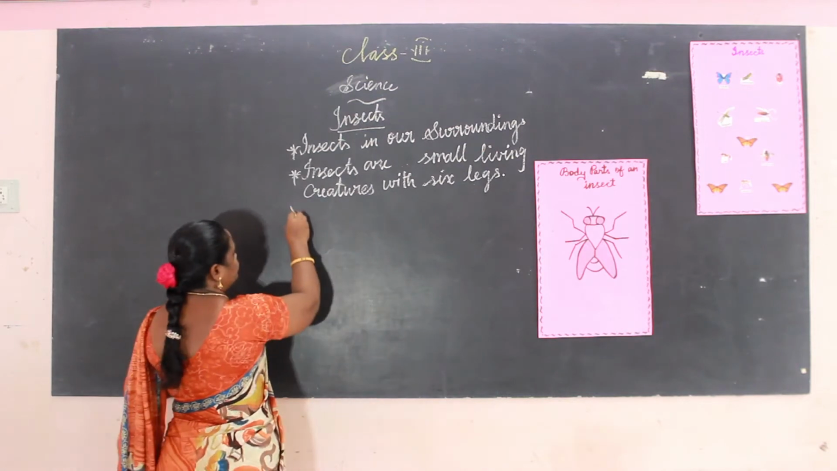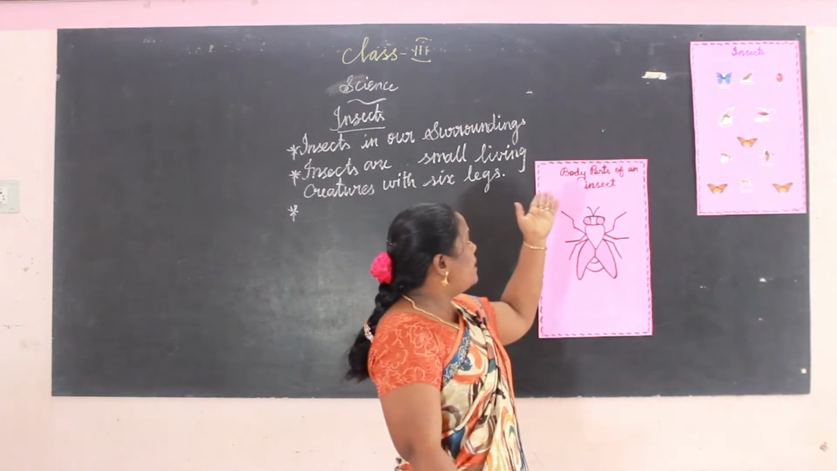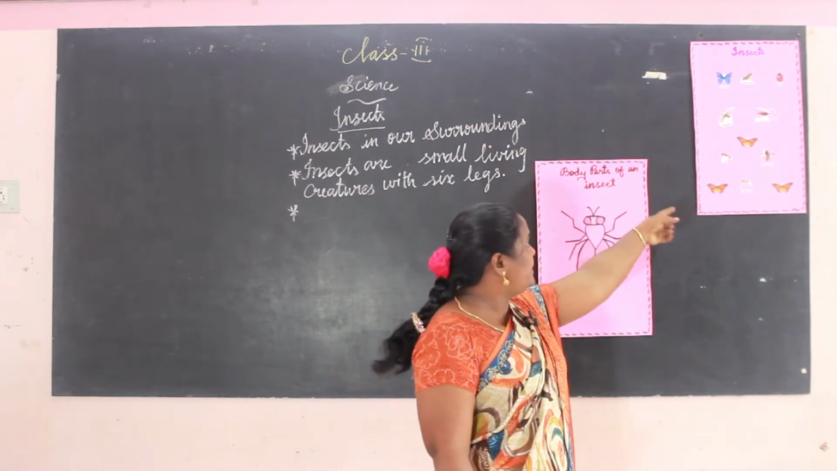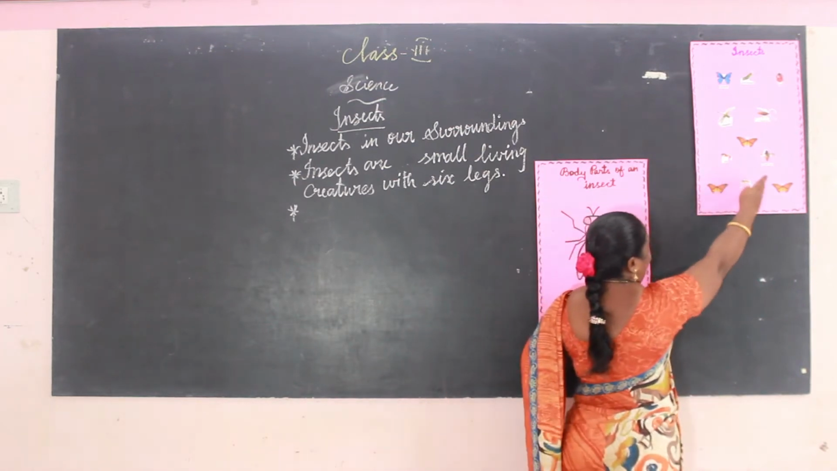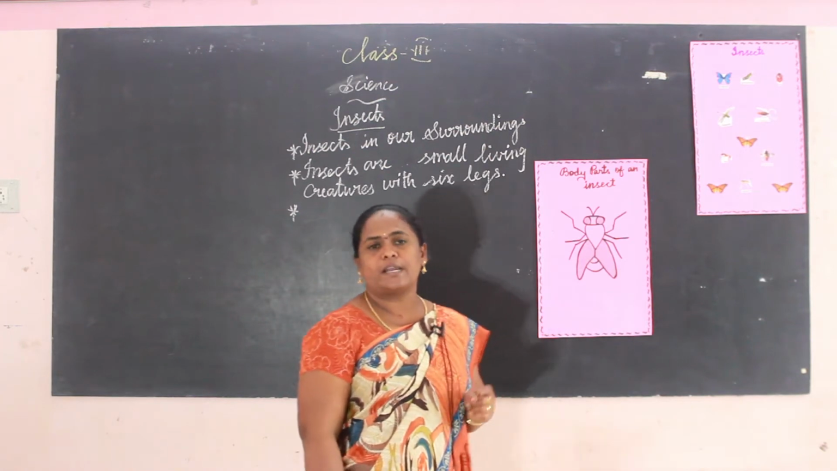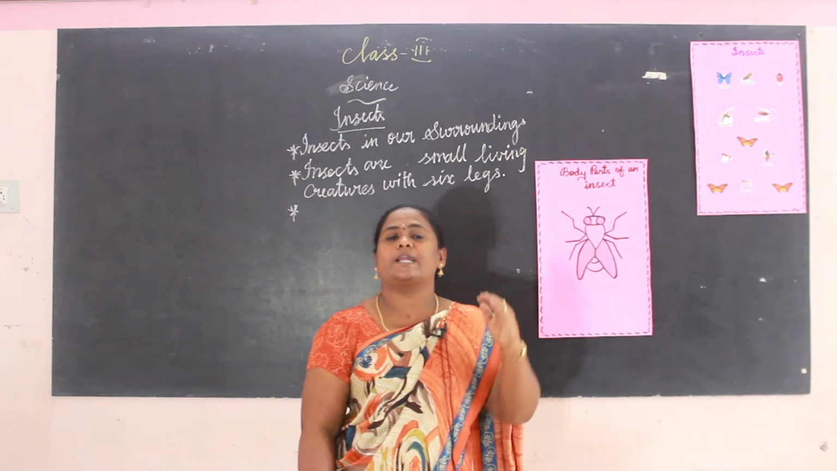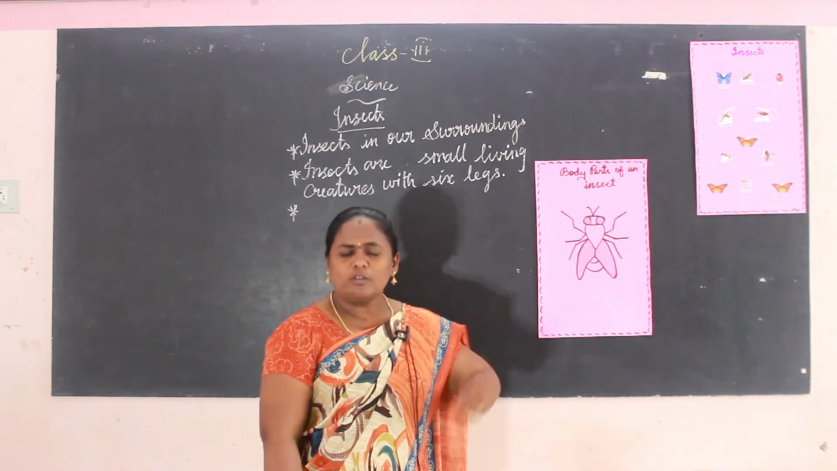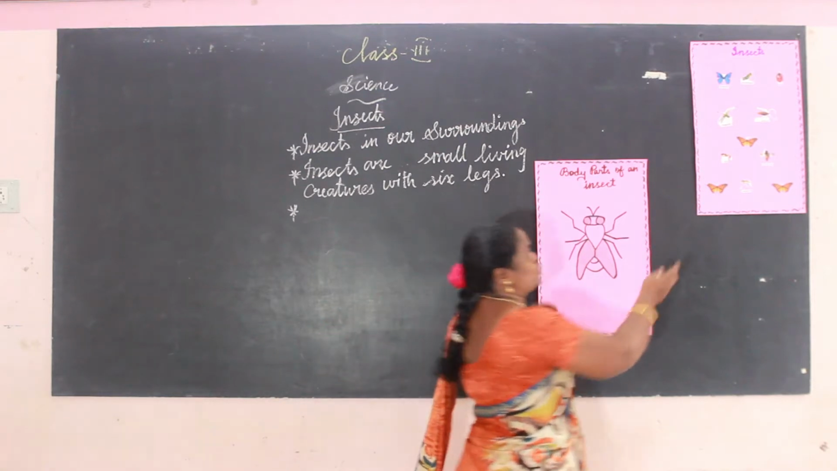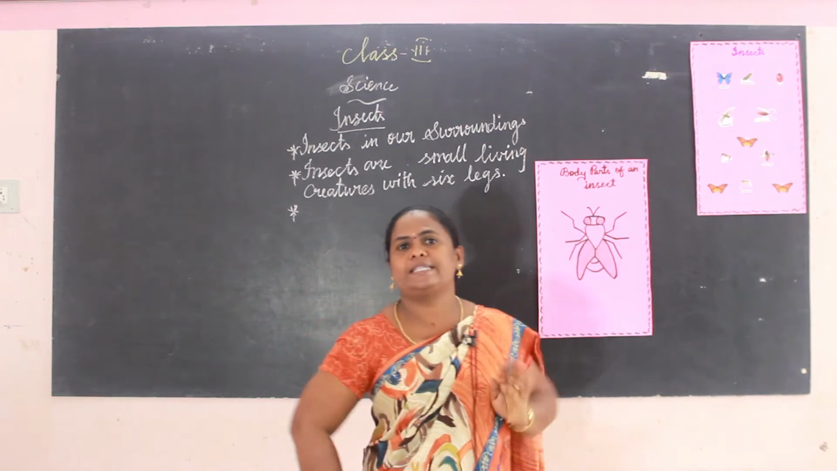Okay, and then we see some common insects such as butterfly, grasshopper, beetle, bug, dragonfly, cockroach, honeybee, and mosquito. These insects are commonly found in our surroundings. Mosquito is one of the insects, honeybee is one of the insects, cockroach is one of the insects, housefly is one of the insects. Do you know the dragonfly? So that is a dragonfly. These are also insects.